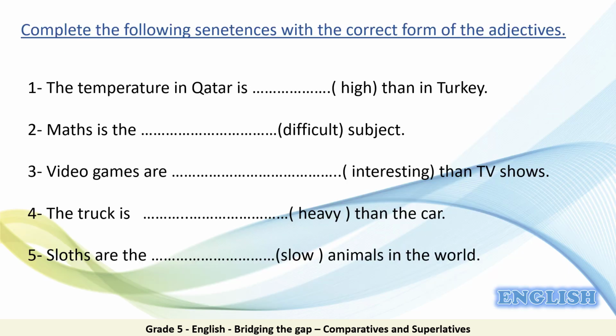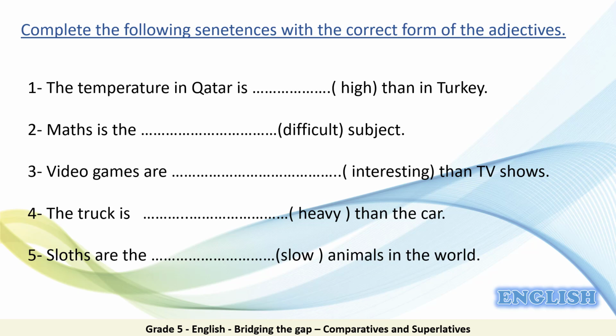Time to practice. Complete the following sentences with the correct form of the adjectives. 5 sentences with 5 blanks. Each sentence has an adjective. You have to put this adjective in its correct form, either comparative or superlative. Let's do the first one together. 1. The temperature in Qatar is blank high than in Turkey.